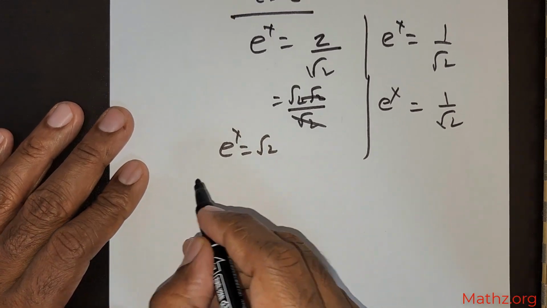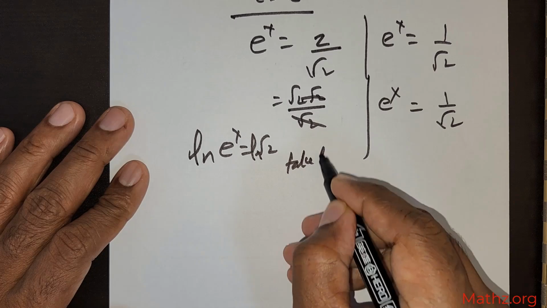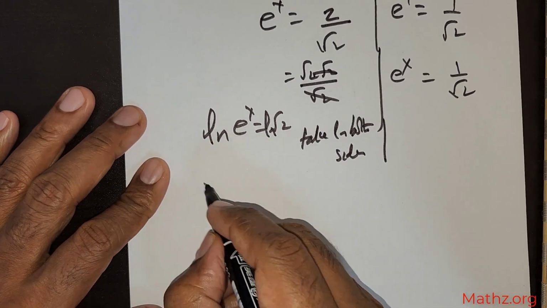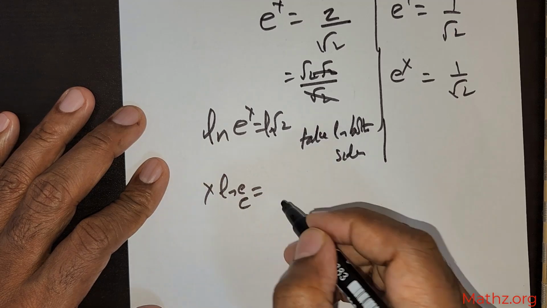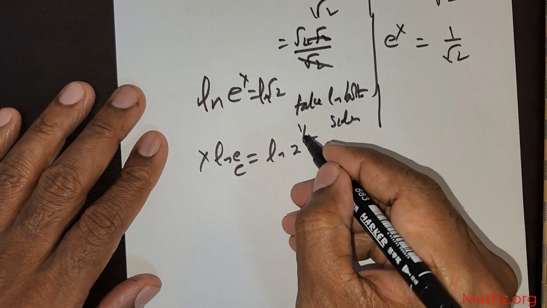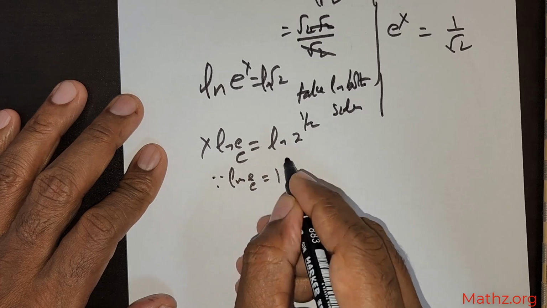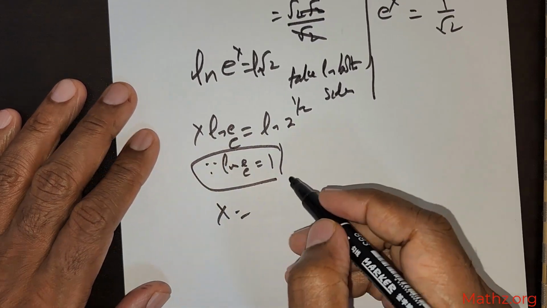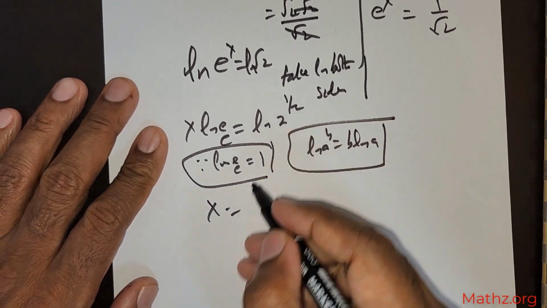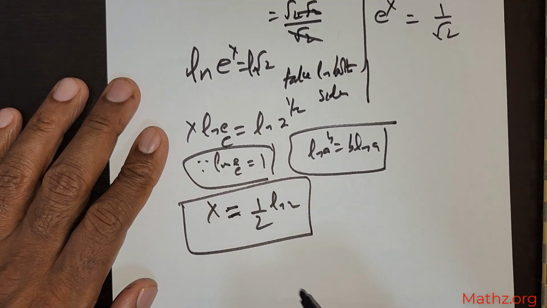Now over here I'll take ln both sides. So if you were to take ln both sides, this is going to be x times ln of e to the base e. Now this is ln root 2, that is 2 raised to the power 1 over 2, right? So now ln e to the base e is equal to 1, so this is going to be x is equal to, and also ln a raised to the power b is equal to b times ln a. So by this formula this is going to be 1 over 2 times ln 2. So this is 1 x value.